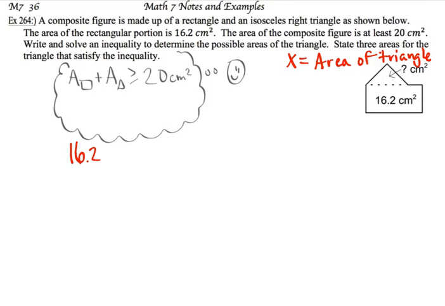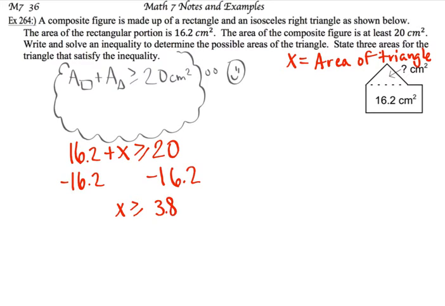So the area of the rectangle plus the area of the triangle, which we're now calling x, has to be greater than or equal to 20. Now we can solve this by adding negative 16.2 on both sides. This will make it so I get x plus 0, which is just x. And 20 plus negative 16.2 is 3.8. So this would be my solution set: all numbers x where x is greater than or equal to 3.8.